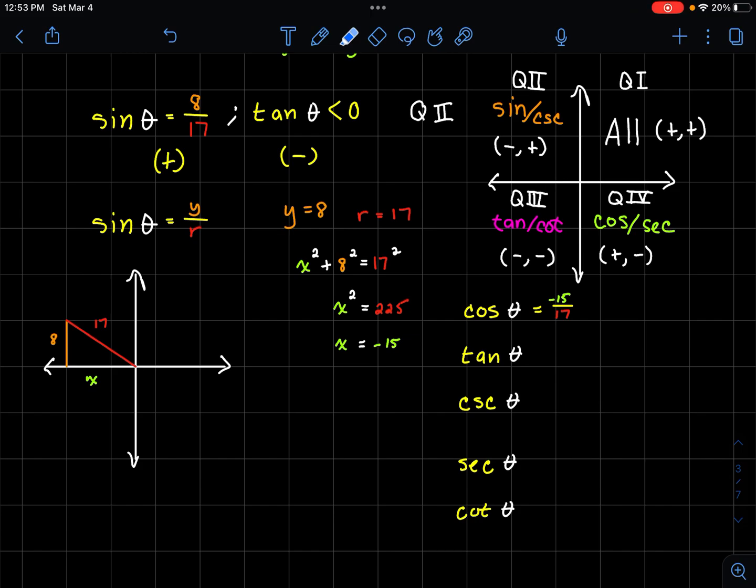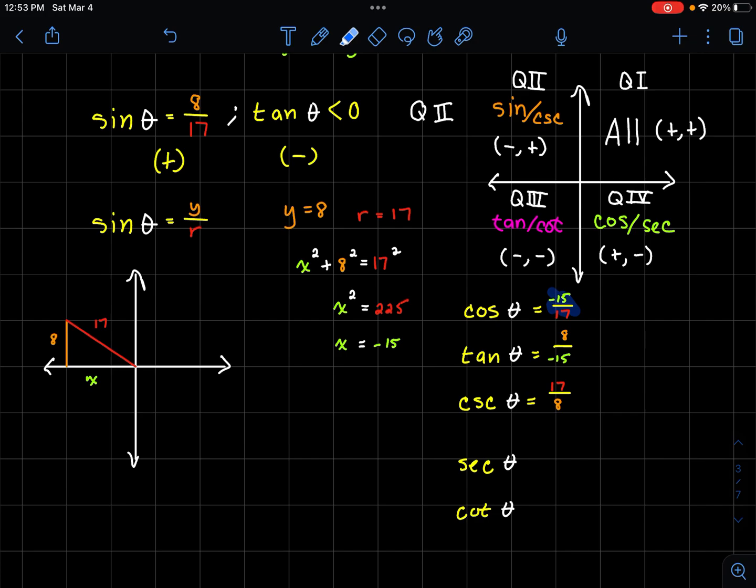Tangent, that's the y over the x. So that'll be 8 over negative 15. Doesn't simplify anymore, so we're done with it. Cosecant, that is the reciprocal of sine. So if you go back to the original function, 8 over 17, well, the reciprocal of that is going to be 17 over 8. Secant, reciprocal of cosine.